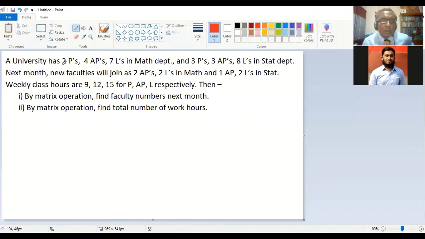Here it is written 2 P's, 4 AP's, 7 L. So P means professor, AP means assistant professor, and L means lecturer. Read the question. Try to understand P, professor, AP, assistant professor, and L, lecturer. Now read the question. I'm giving you 2 minutes.